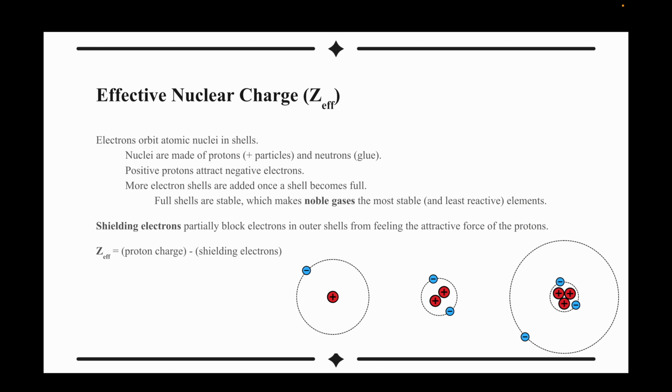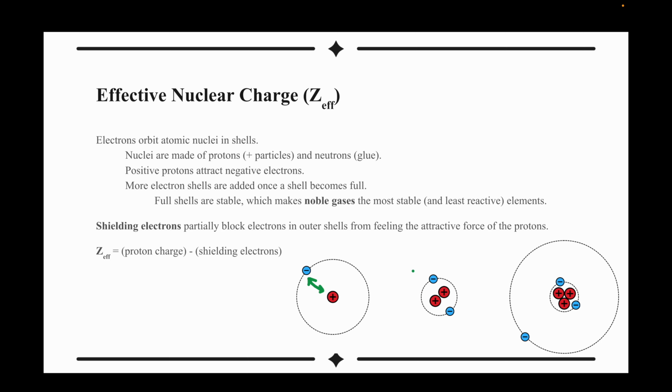Okay, let's talk now about effective nuclear charge. This is a very important concept you need to understand in order to best understand periodic trends. So electrons orbit atomic nuclei in shells. We can see this on the diagrams below. Nuclei in the middle of the atoms are made of protons, which are positive particles, and neutrons, which you can consider the glue holding the protons together. Positive protons attract negative electrons. So if we look here, imagine there's a magnetic force which is attracting this electron and this proton together.